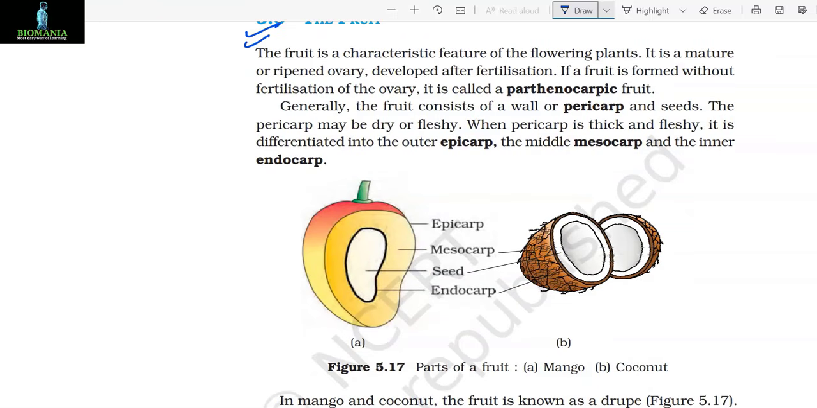5.6 The fruit. The fruit is a characteristic feature of the flowering plants. It is a mature or ripened ovary, developed after fertilization. If a fruit is formed without fertilization of the ovary, it is called parthenocarpic fruit. Generally, the fruit consists of a wall or pericarp and seeds. The pericarp may be dry or fleshy. When pericarp is thick and fleshy, it is differentiated into outer epicarp, the middle mesocarp and the inner endocarp.